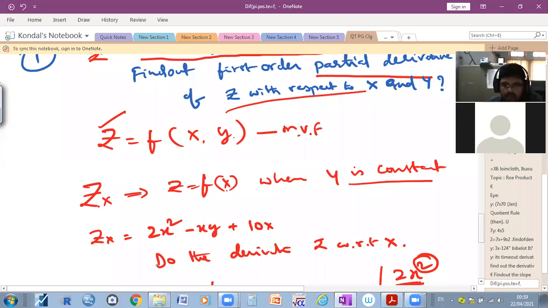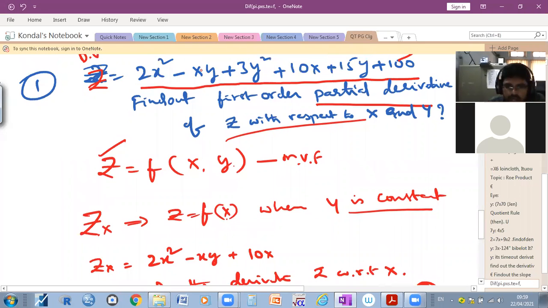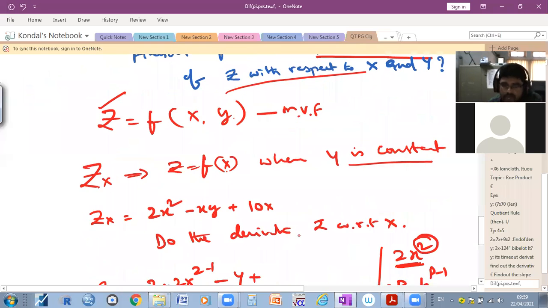So zx is equal to 2x square, where the x value is there. See here, x is there, and x is there. You can take the values. So zx is equal to 2x square minus xy plus 10x, right? So next we can find out the derivative of z with respect to x, or do the derivatives.